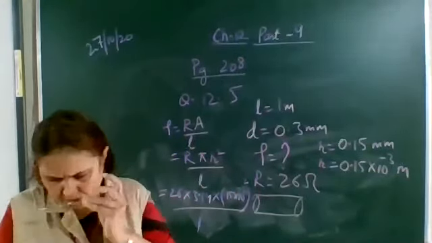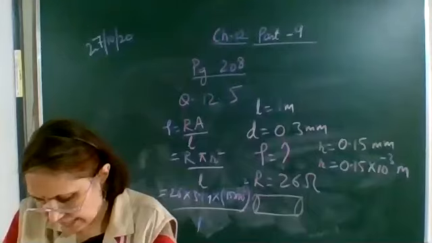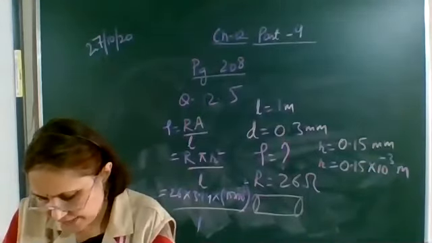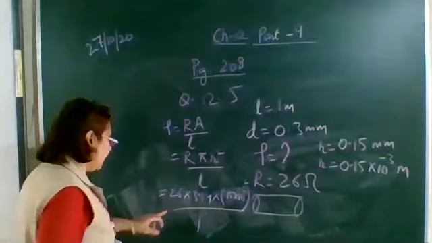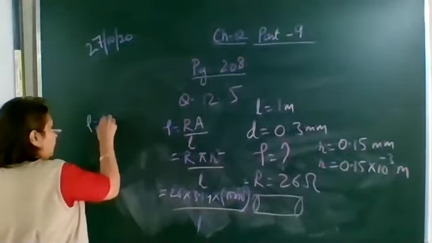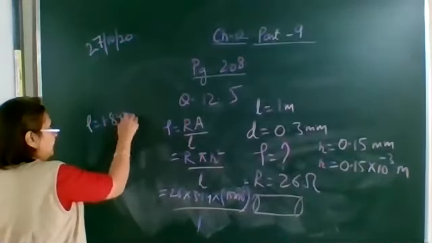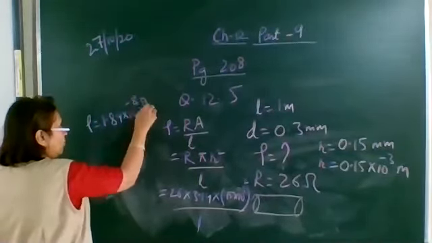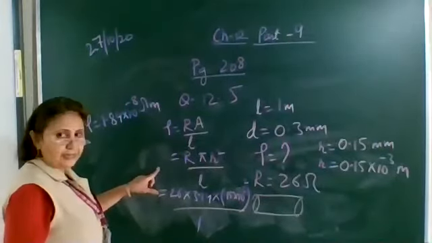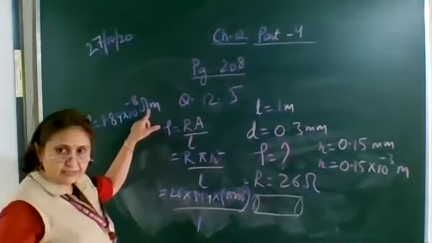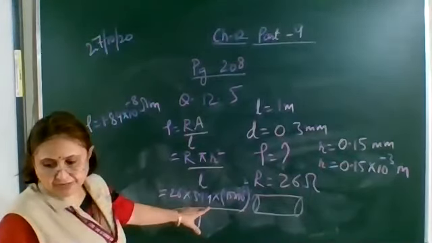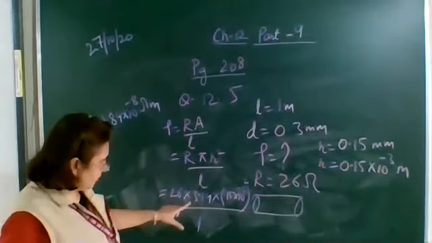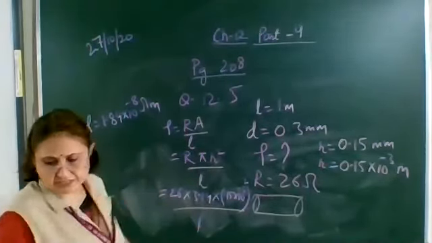Simplify it. You can simplify, and the answer is 1.84 into 10 raised to the power minus 8 ohm into meter. You are finding out the resistivity, so here you will write the unit of resistivity, which is ohm into meter. So put the values and simplify, you will get this answer.